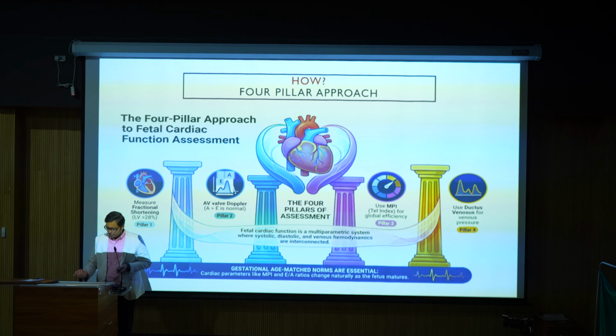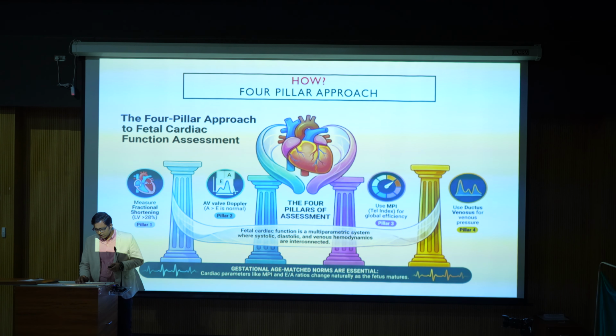Third is the myocardial performance index, or the Tei index, where we do the global assessment of the baby's heart. So fractional shortening is about the systolic assessment. AV valve Doppler is about the diastolic assessment of the fetal heart, whereas the importance of MPI is that it is the global functional assessment of the fetal heart. And the fourth most important component, which in routine practice we also do most of the time, is the ductus venosus Doppler.